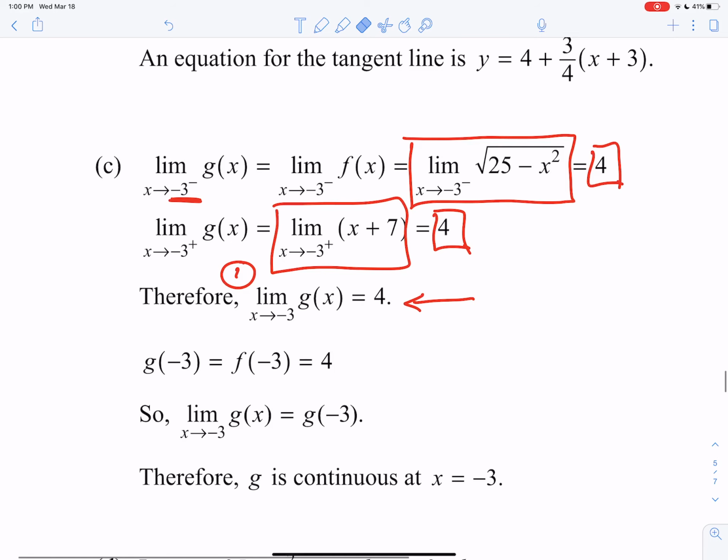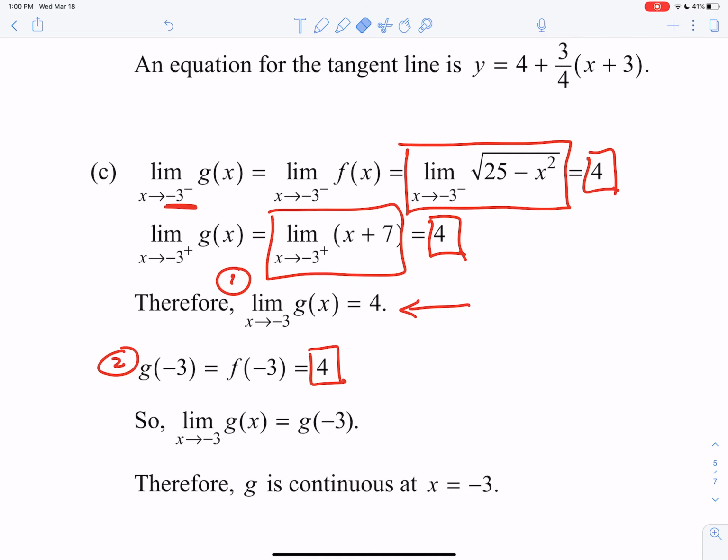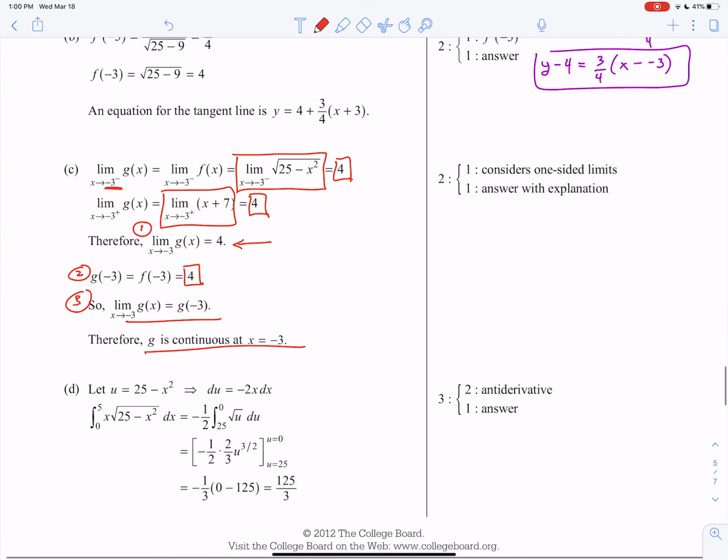We actually know that the function is defined. So the third condition is, well, are they equal? If you notice, they both equal 4. So they are in fact equal. So all three conditions were met. So therefore, we could say that g is continuous. You can't just say g is continuous without any justification. You need all three conditions to be met in order to get these points. So just keep that in mind, okay?